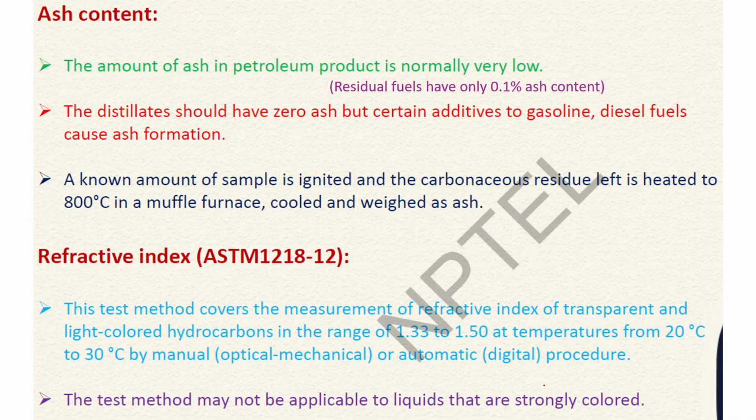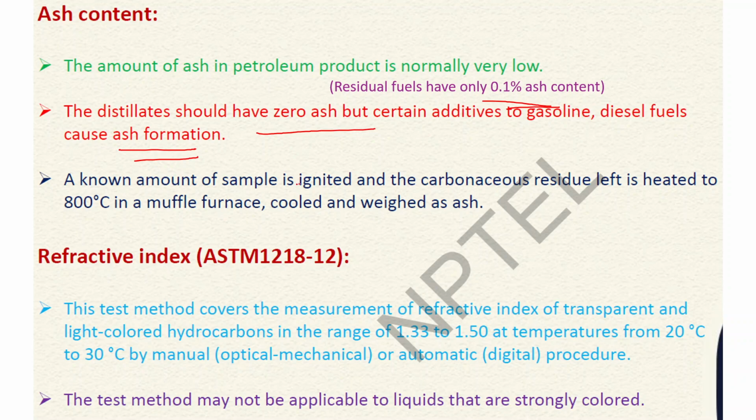Coming on to another property, which is the ash content. The amount of ash in petroleum product is normally very low. In residual fuels, which are heavy fuels, the ash content is about 0.1%. So only this amount of ash content is present in heavy residues. This tells us simply that in the lighter cuts there is no ash present, so distillates should have zero ash content. But sometimes we add some kinds of additives to gasoline and diesel fuel, which upon burning leave some amount of ash.